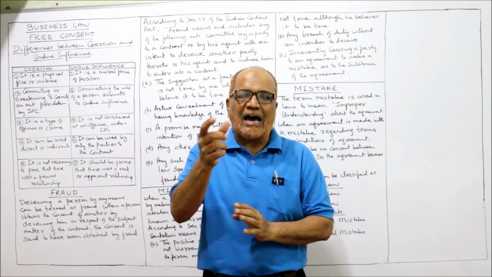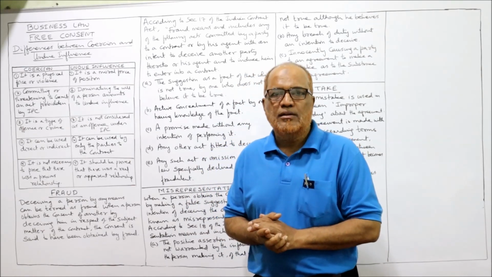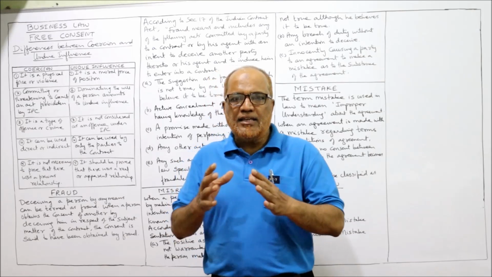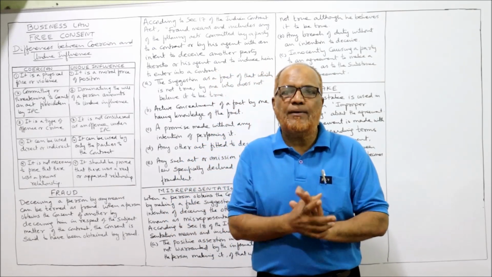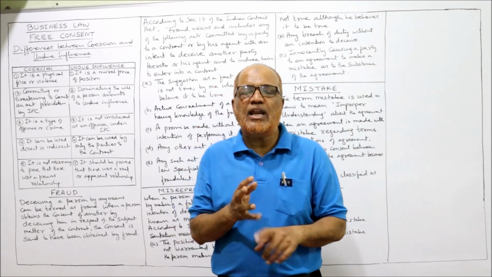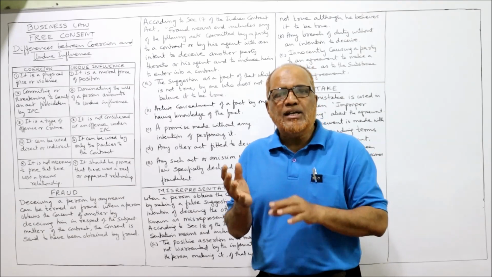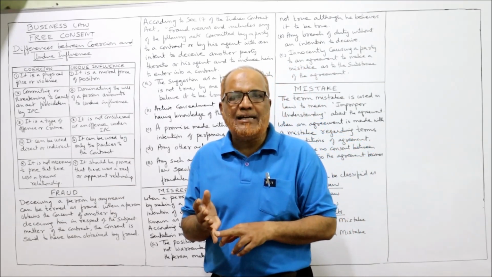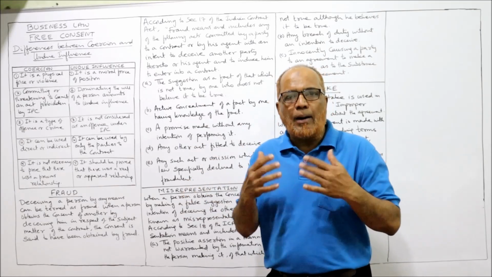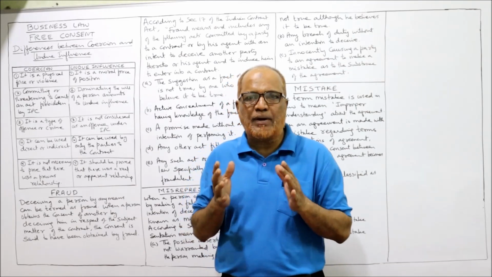What are the errors which affect free consent, like coercion, undue influence, fraud, misrepresentation, mistake? These are the causes which affect the free consent. I explained two topics, coercion and undue influence, in the last video. The remaining, that is fraud, misrepresentation and mistake, I am going to explain in this video. Apart from that, some practical problems on free consent I am going to explain in this video.